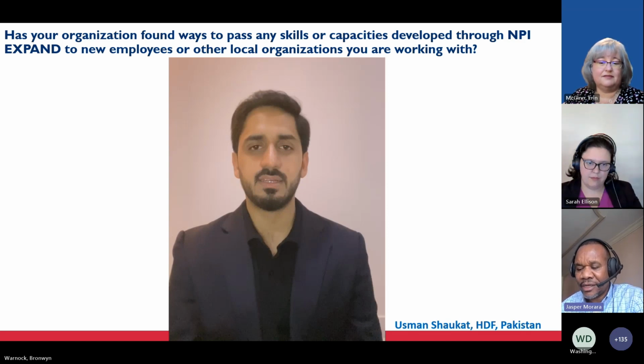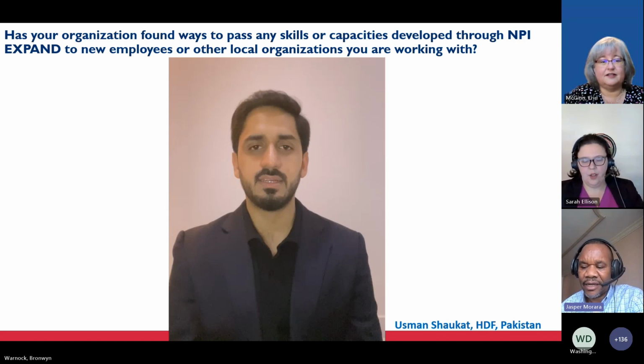retained in the organization. The other one is organizations are now becoming more deliberate, setting aside resources to be able to retain staff that they think are of value to the organization, so that as projects come to an end, there are deliberate efforts to retain a few staff that they think can be of benefit to the organization. And many of these are those that have benefited from the various trainings that they have attended, not just from NPI EXPAND, but other sources.